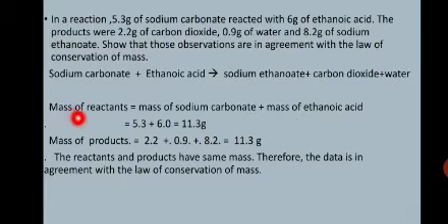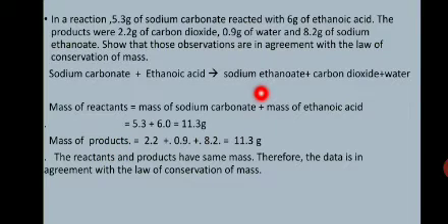Okay, the next step is to find out the mass of the reactants. So write: mass of the reactants is the mass of sodium carbonate plus the mass of ethanoic acid. Then substitute the values. Mass of sodium carbonate 5.3, mass of ethanoic acid 6. By adding these two, we get 11.3 gram.